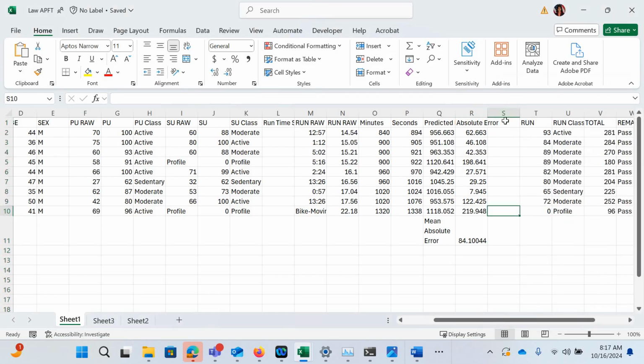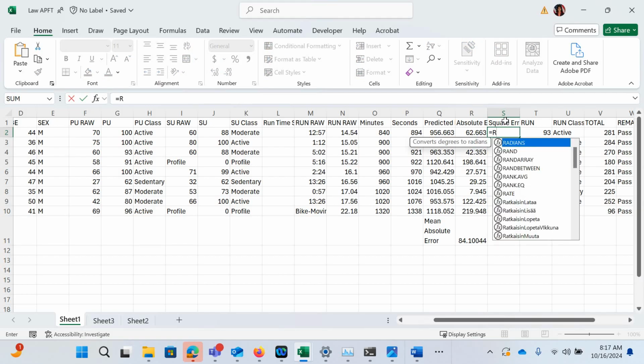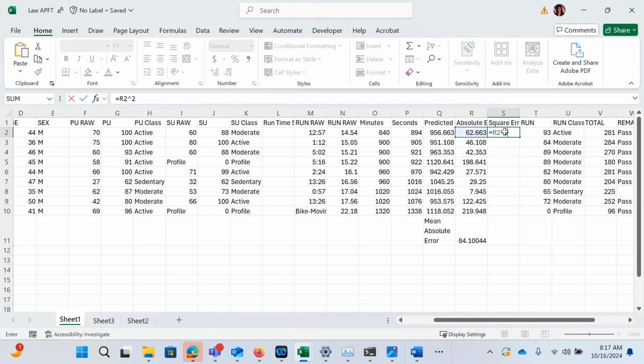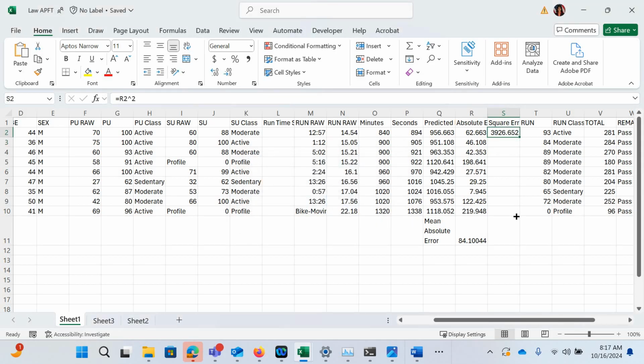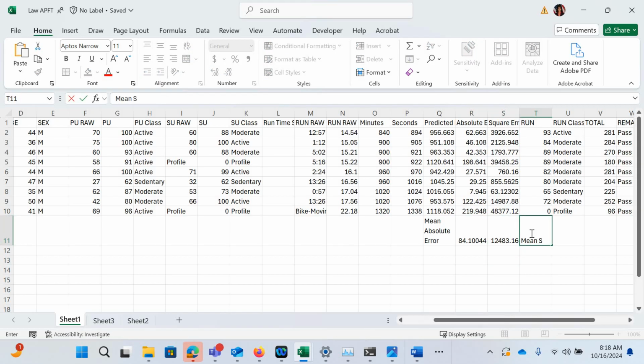Mean square error is going to be the square of the absolute error and the average of those. That's R2 squared. And I scroll that down, and I calculate the average of these guys. And I don't have to do this again. I can just slide this formula to the right, and it gives me the mean square error.